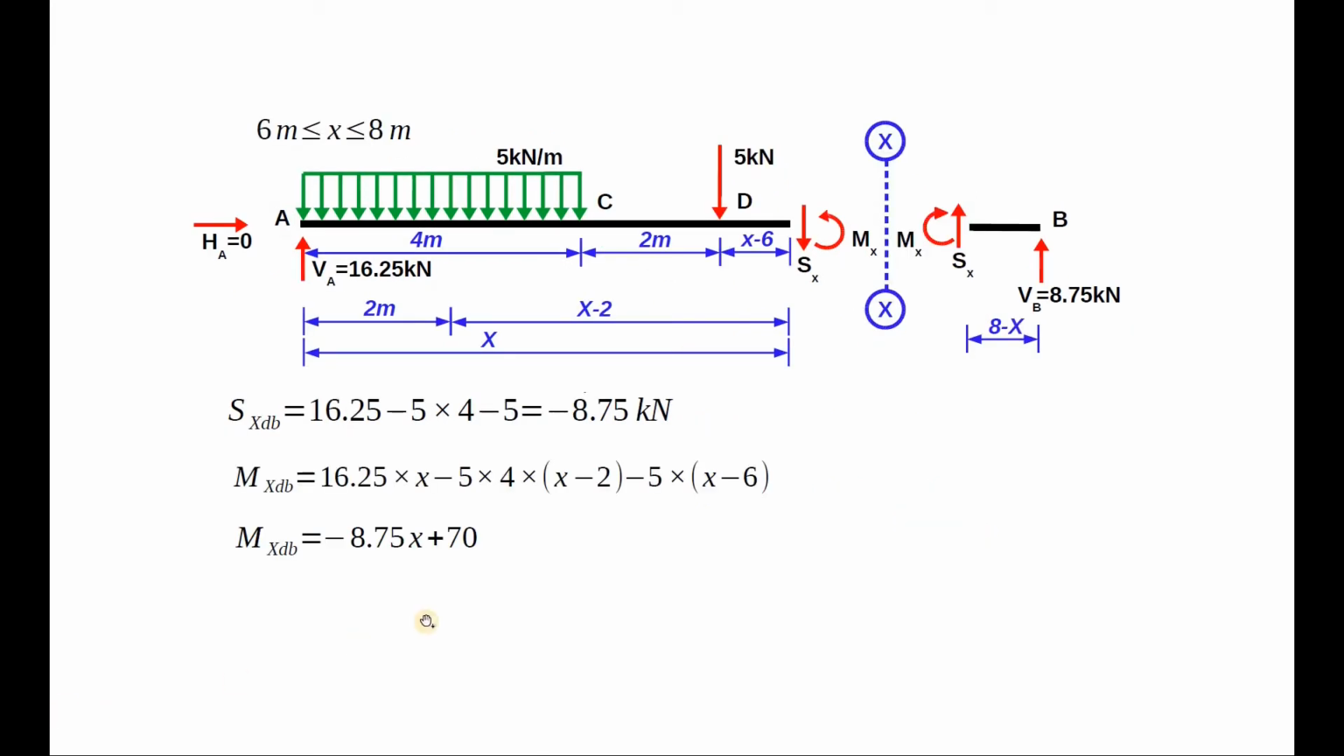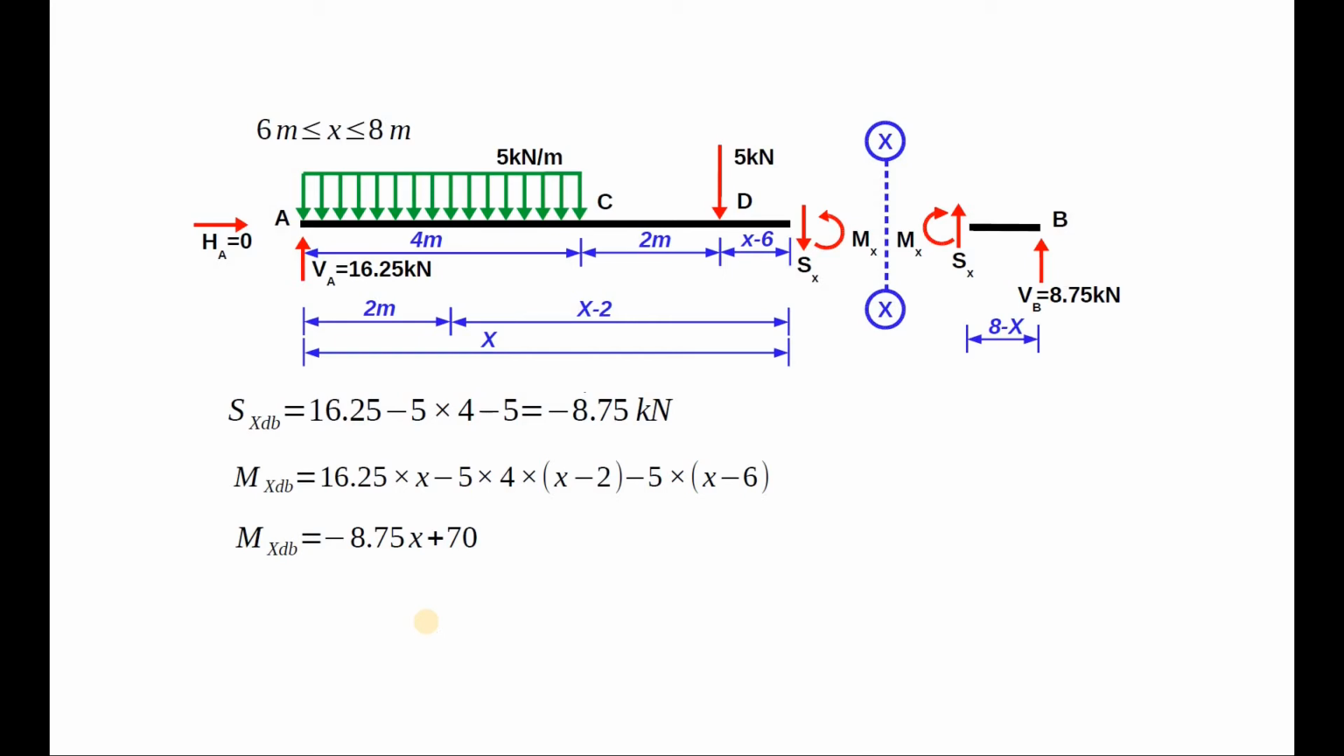Finally, let us place our section between points D and B, which is our last segment. Over here, you can go from right to left, as there will be fewer forces to handle. But for the sake of uniformity, we'll still go from left to right, and we'll still measure our x from the left support, that is support A.